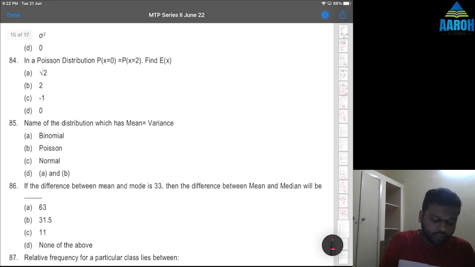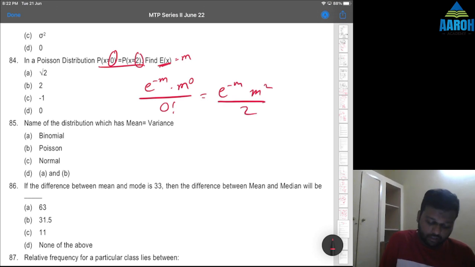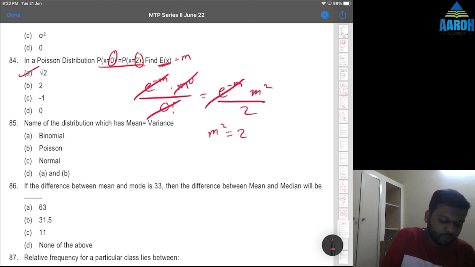84. In a Poisson distribution, the probability that x is 0 is equal to the probability that x is 2. Find E of x. E of x is nothing but m for a Poisson distribution. So we have the formula e raised to minus m into m raised to 0 upon 0 factorial is equal to e raised to minus m into m raised to 2 upon 2 factorial. So e raised to minus m can be cancelled. m raised to 0 is 1, 0 factorial is also 1. So m square is equal to 2. That means m is root 2. Option A is the correct answer for 84.